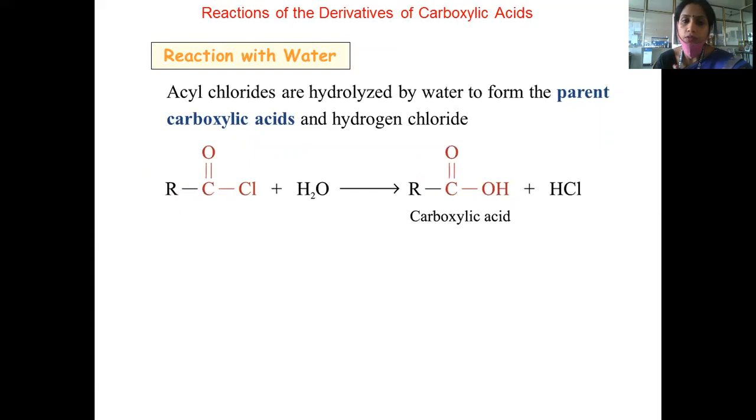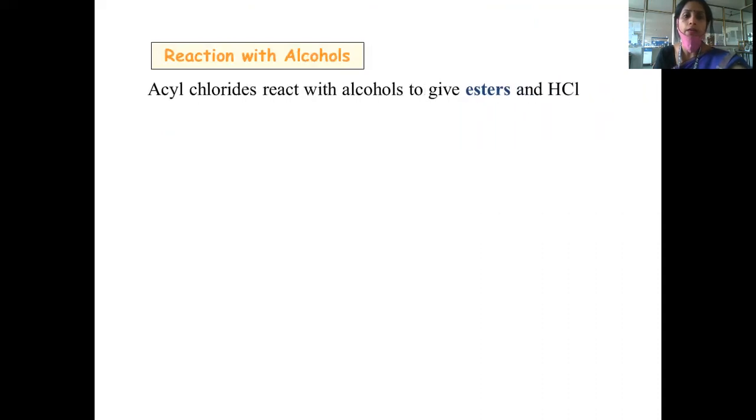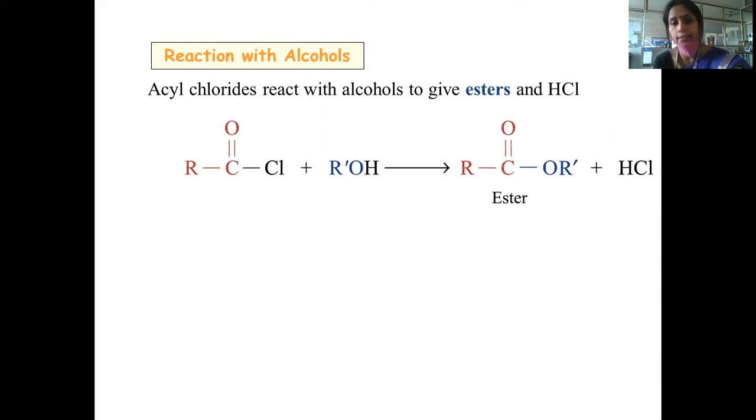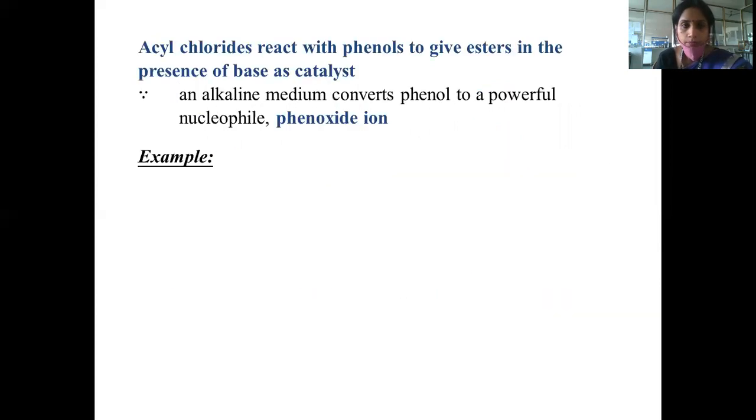First is the reaction with water. When acid chlorides react with water, they hydrolyze to form HCl and carboxylic acid. One example is also given over here. If we see alcohol, then these acid chlorides react with alcohols to give esters and HCl. So when ROH reacts with RCOCl, HCl gets removed and the product is an ester. The same example is given at the bottom.